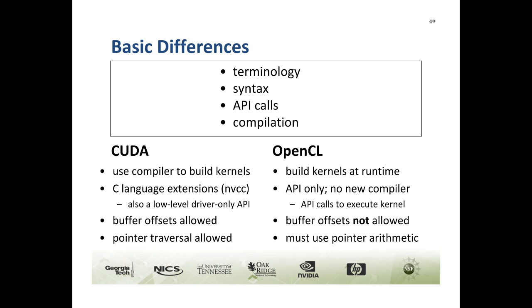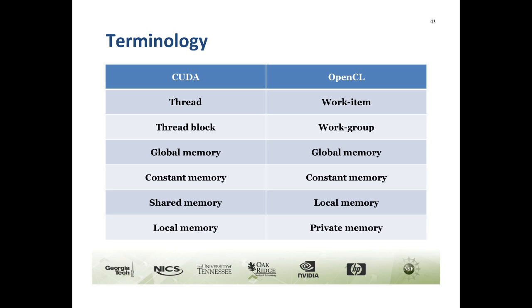They have other differences like buffer offsets and pointer traversal, especially when you're doing things like multidimensional arrays. Over the break, somebody mentioned multidimensional arrays, and so you have to be careful with those things when you look at pointer arithmetic, and be sure not to share data in pointers between the host and the device memory.